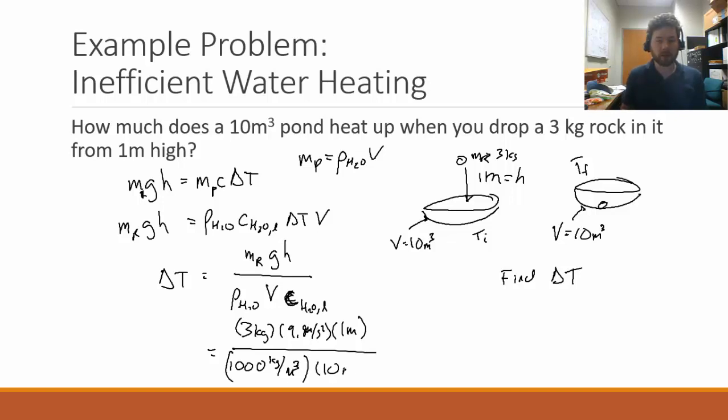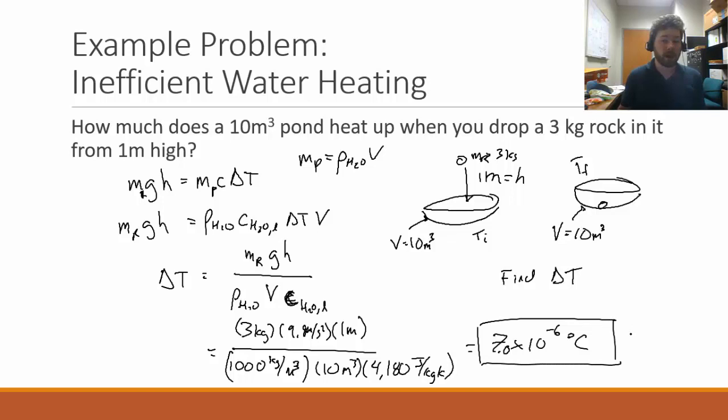The volume is 10 cubic meters, and the specific heat is 4,180 joules per kilogram Kelvin. Now, if you plug all of that in, you're going to get a really small number, because the numerator is about 30, and the denominator is about 10,000 times 4,000, so it's going to be really quite small. Specifically, it's 7.0 times 10 to the negative 6 degrees Celsius, which is the same thing, by the way, as in Kelvin, because this is a temperature change.